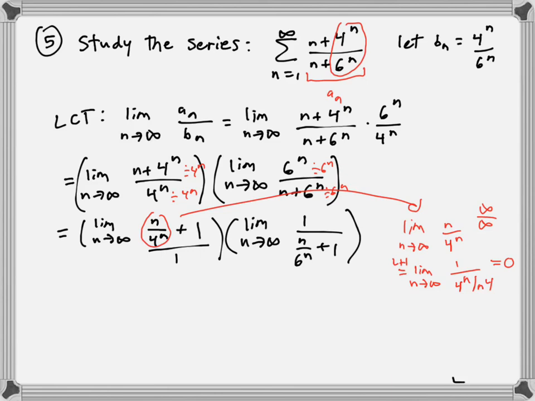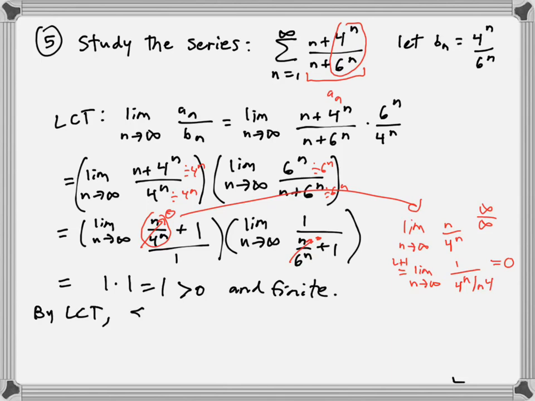You could use the same exact reasoning if that were a 6, and it still would have worked. In other words, this goes to 0 and this goes to 0. And so our limit becomes 1 times 1, which is 1, which is greater than 0 and finite. So by the limit comparison test, this series and this series behave similarly. Of course, we're not done because we have to say what b_n does.